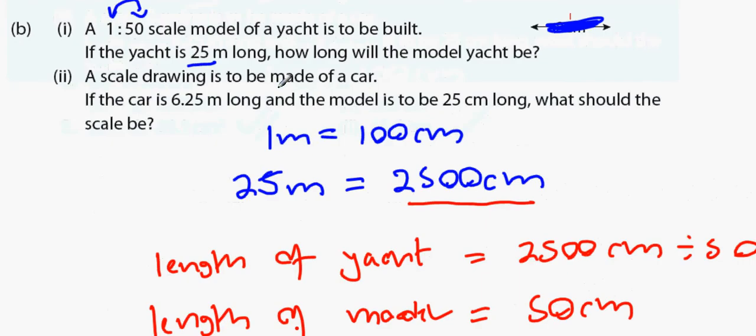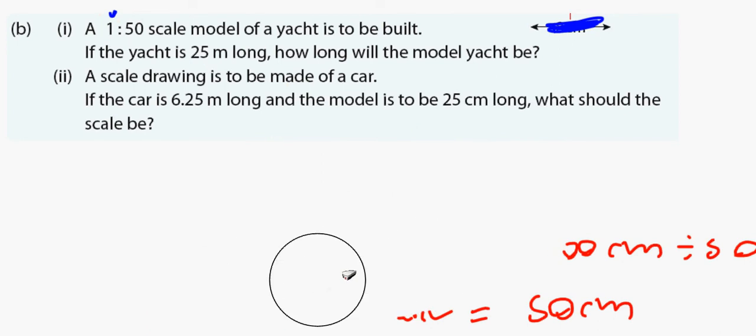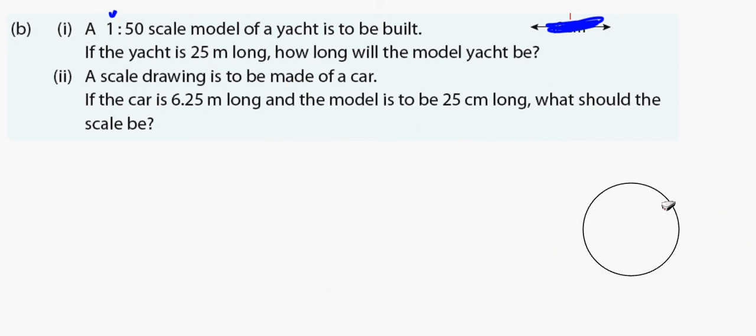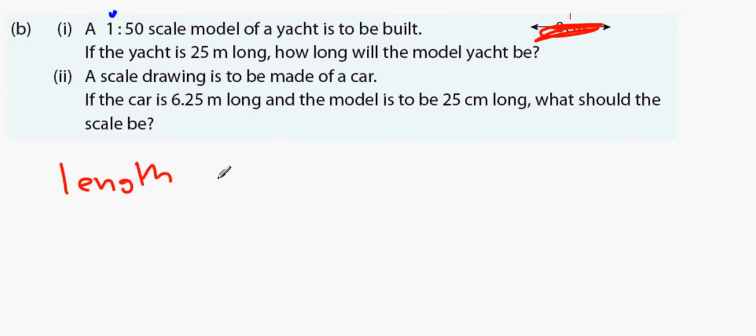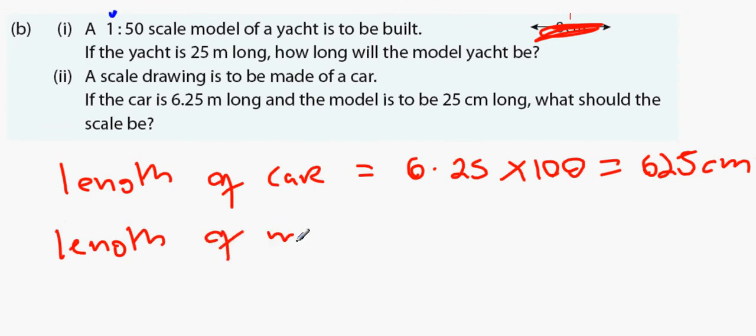Okay. Next question. A scale drawing is to be made of a car. If the car is 6.25 meters long and the model is 25 centimeters long, what should the scale be? So once again, like last time, get the length of the car in centimeters. So the length of the car is going to be 6.25 multiplied by 100 to change it into centimeters, and that's going to get you 625 centimeters. Okay. Now the length of the model. The length of the model is 25 centimeters.